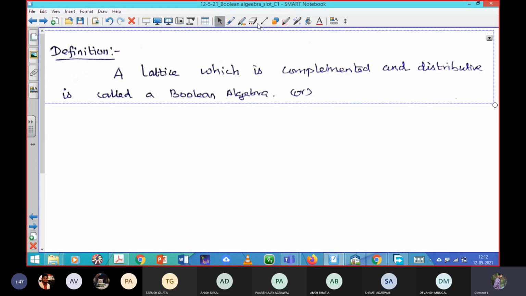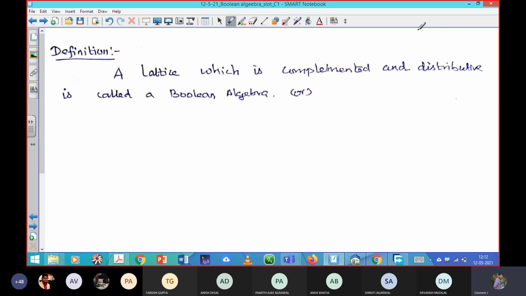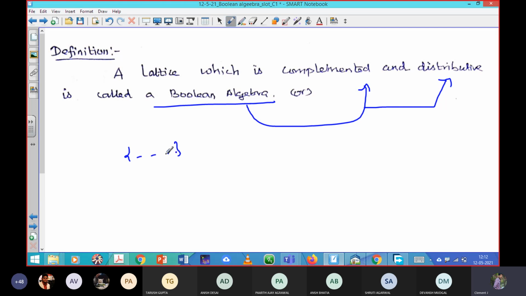So if a set is to be called a Boolean algebra, it has to satisfy two conditions. One is that it has to be a complemented lattice, and the other is that it is a distributive lattice. If it satisfies both conditions, then the given set is called a Boolean algebra. This is the definition of Boolean algebra. Usually they will give one set, denoted by some symbol. Also they can define some operation like divisibility or less than or equal to, and then simply ask the question: check whether it is a Boolean algebra or not.